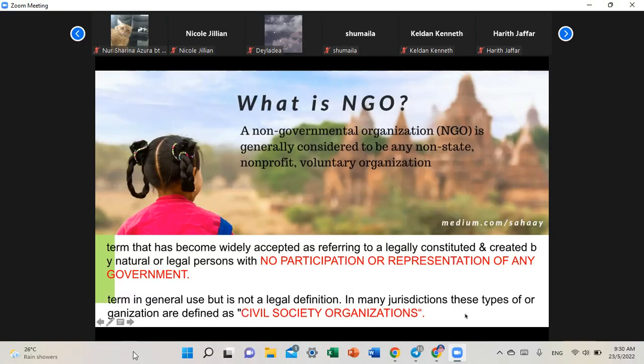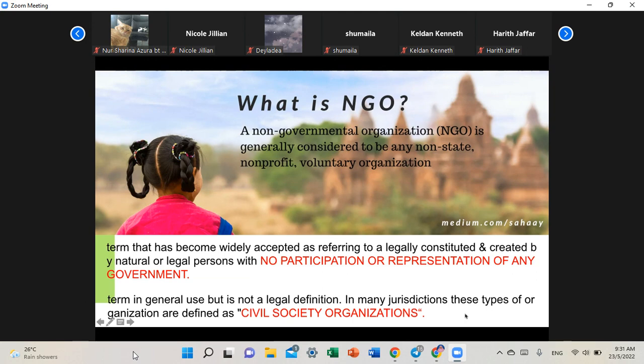What is a non-governmental organization? A non-governmental organization is generally considered to be any non-state, non-profit, voluntary organization. So most of these NGOs are not profit-driven organizations. That's why they are non-profit entities, usually acting as watchdogs to international organizations and sovereign states' behavior. This term has been widely accepted as referring to organizations legally constituted and created by natural or legal persons with no participation or representation of any government.